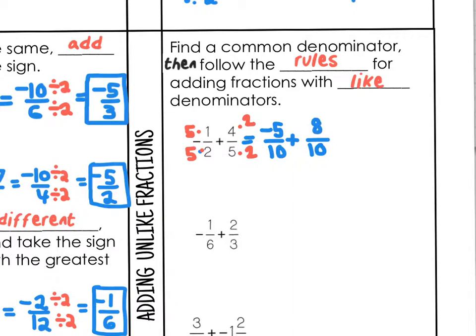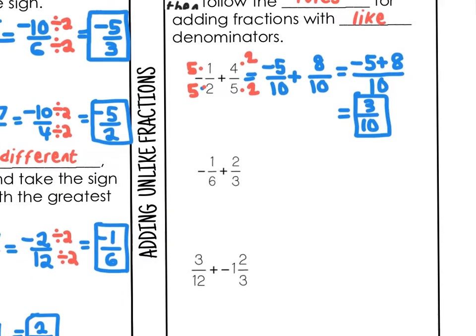Okay, now they have the same denominators, so you can put 10 on the bottom, and then in the numerator, it's negative 5 plus 8, and then when you add them together, you get 3 over 10, and you box your answer in simplest form. Okay, let's take a look at another one.